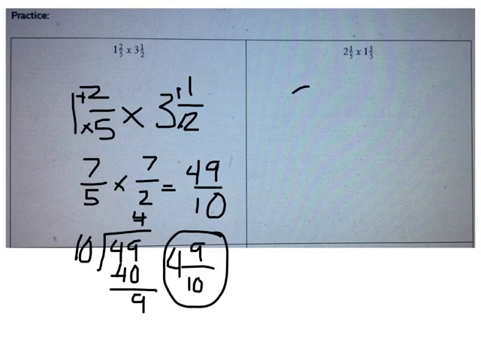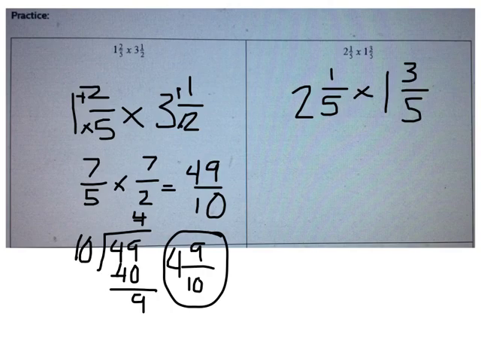Now try another one. What's 2 1/5 times 1 3/5? Write your answer as a mixed number.